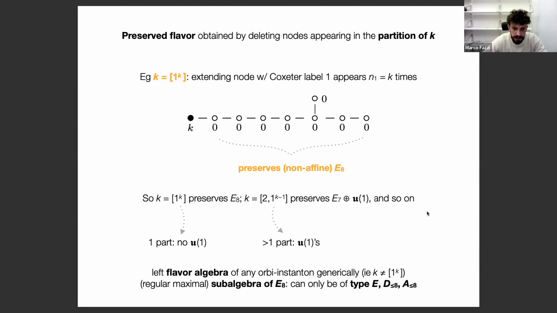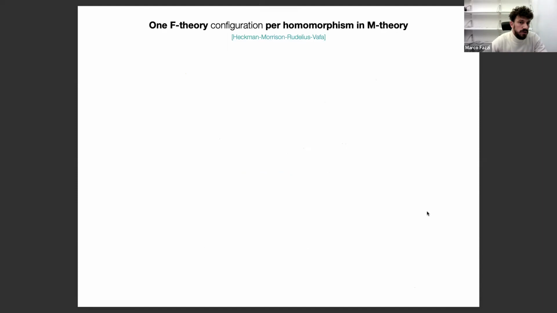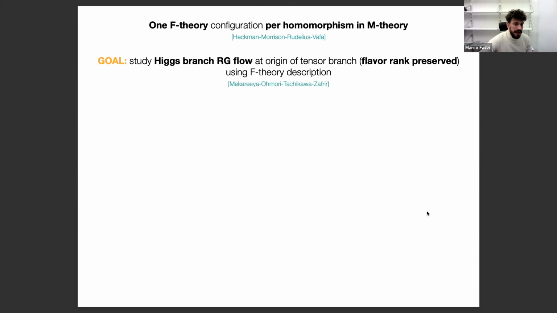Okay, so another important fact that was stressed in the classification paper is that on the F theory side, you have one configuration per homomorphism in M theory. So your choices of embedding of Z_K into E8 are non-degenerate in some sense on the F theory side. So by using this fact and using an algorithm that was introduced in this other paper by Nopadol, Gabi, Yuji, and Omori, that constructs the full tensor branch of any F theory configuration associated with any choice of Katz label on the M theory side, our goal is to study Higgs branch flows at the origin of the tensor branch, so for CFTs, using the F theory description.